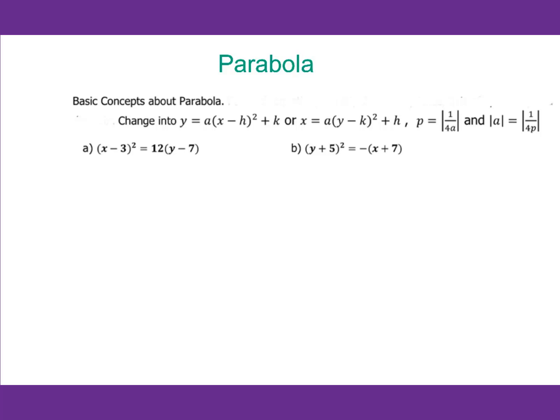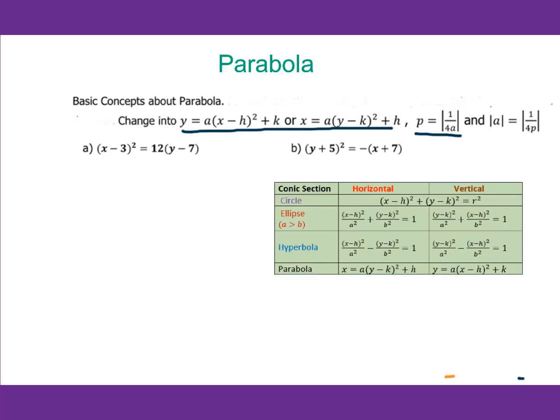Change the following equation into vertex form and then figure out the p. P is 1 over 4a. We know for vertex form, it is either x equals or y equals.